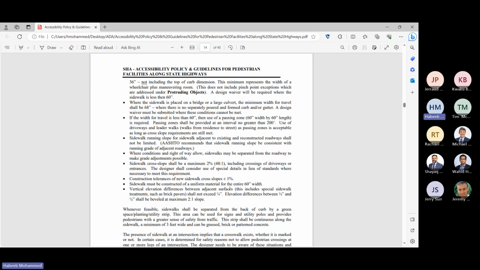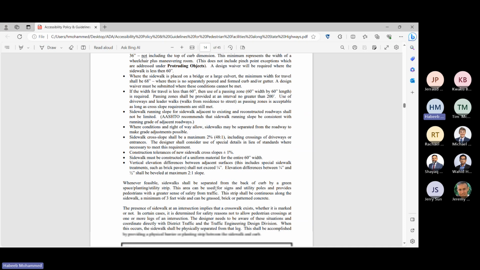But some jurisdictions might ask you to do some brick patterns or something in the sidewalk for aesthetic purposes. Otherwise, you have to use concrete. And in rare cases, there could be instances where you can use porous concrete sidewalk.